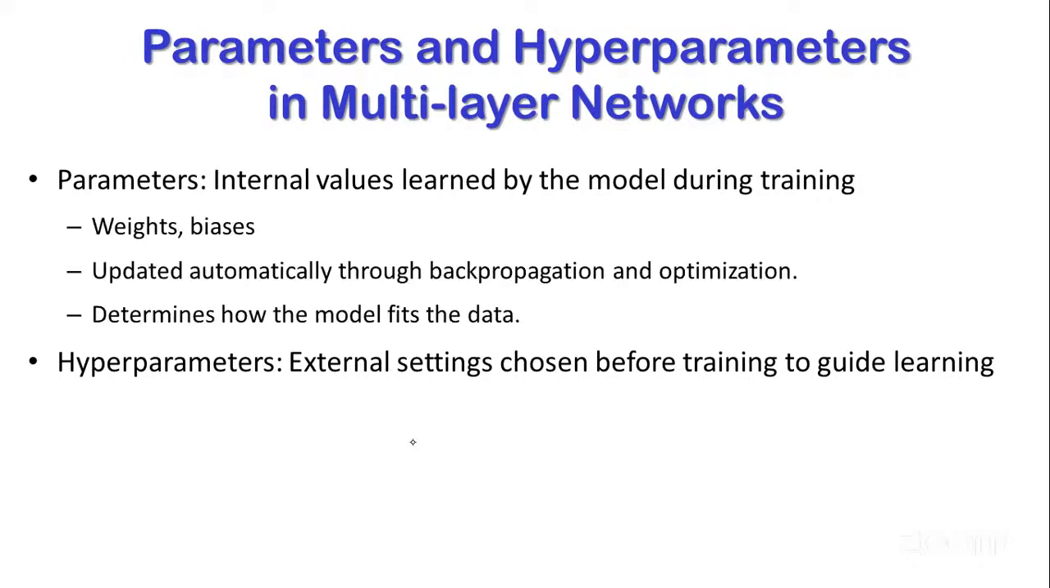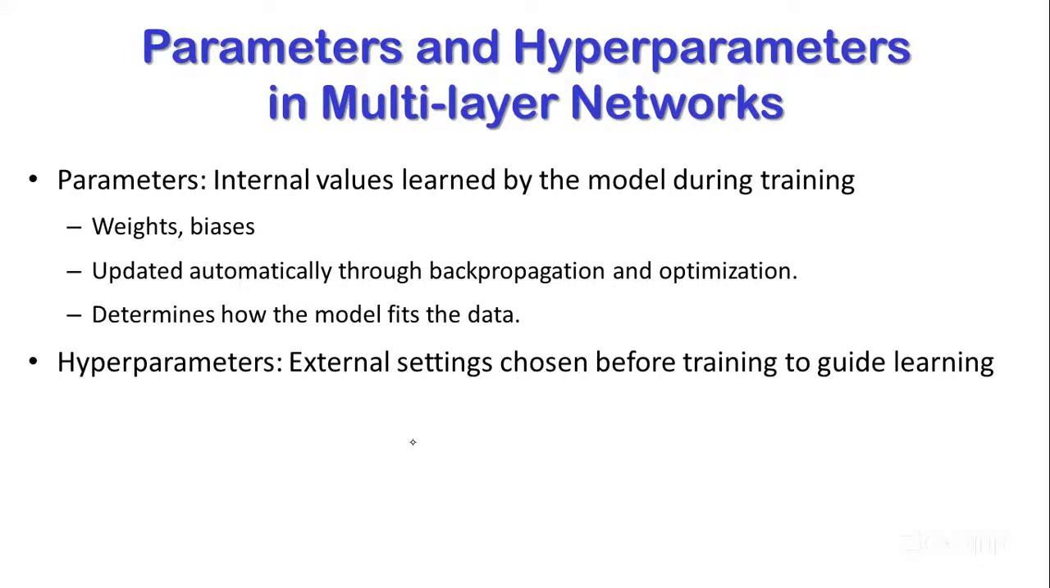So always remember, when we talk about parameters, weights and bias are the parameters which your model is learning throughout this training, right? During this training process, these parameters, weights and bias, are actually updated automatically through backpropagation as well as optimization, and these parameters determine how fit your model is, right?